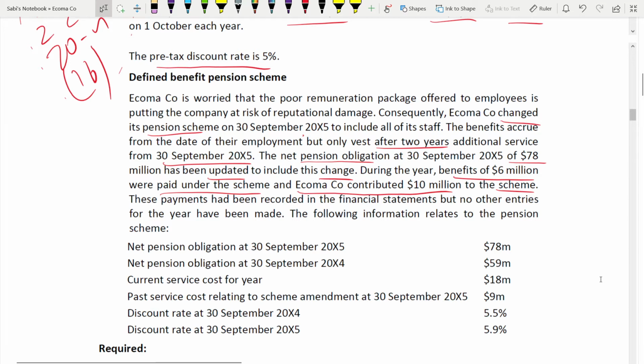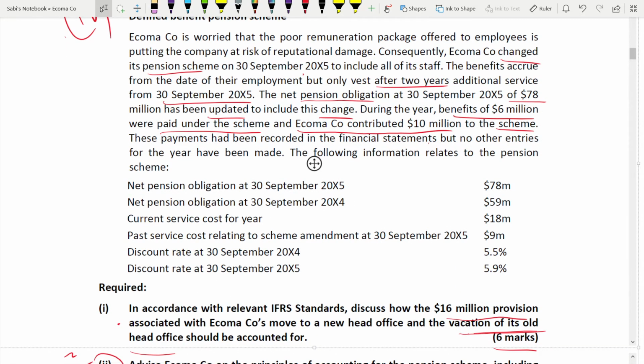This payment had been recorded in the financial statements, but no other entries for the year have been made. Now, these are the following things. You have been given the net pension obligation for both 30th September 2005 and 30th September 2004, opening and closing balance. Current service cost is given. Past service cost is given for the amendment. Discount rate for both 2004 and 2005 is given.